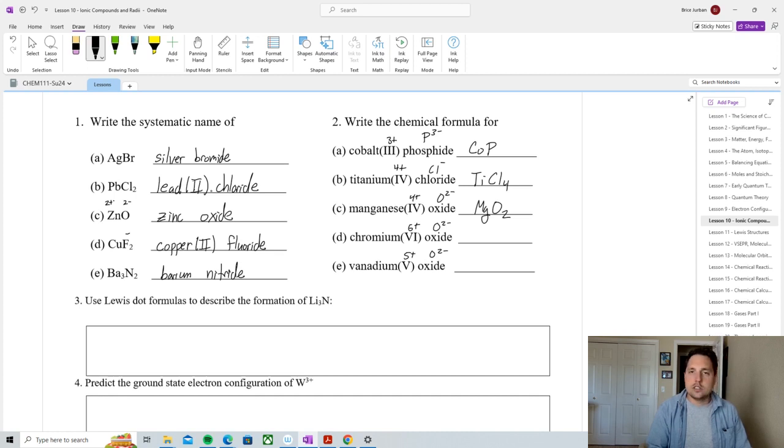Likewise, we need 3 oxygens to equal the charge on 1 chromium 6 plus ion. So this is CrO2. Oh, sorry, we need 3 of them, CrO3. And then for vanadium, here we need to have 2 vanadiums and 5 oxygens. So here we can just cross the charges to find V2O5.